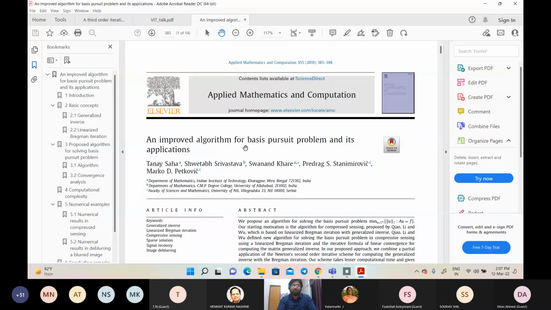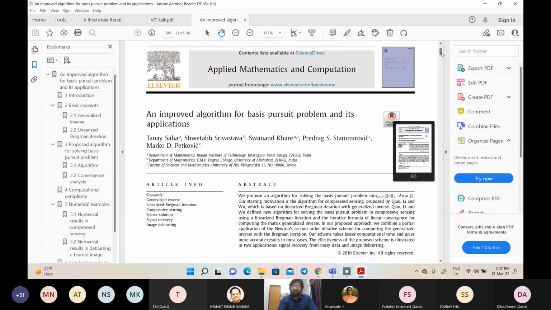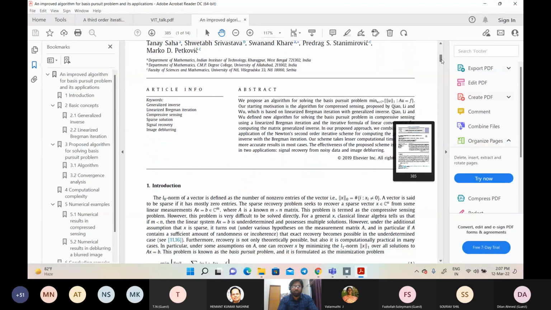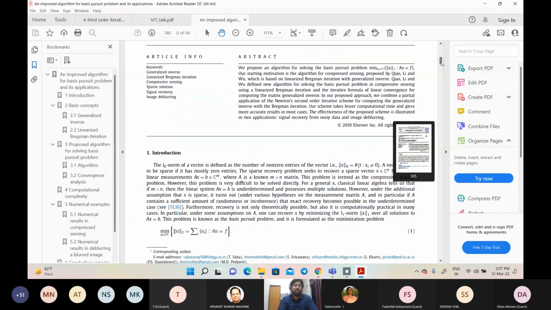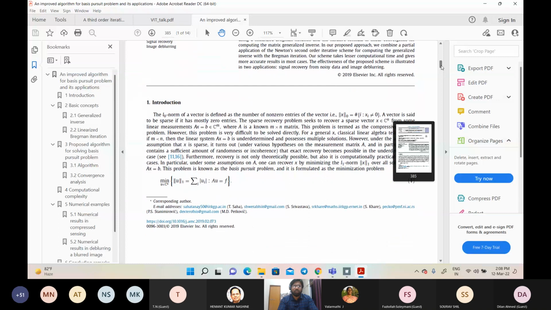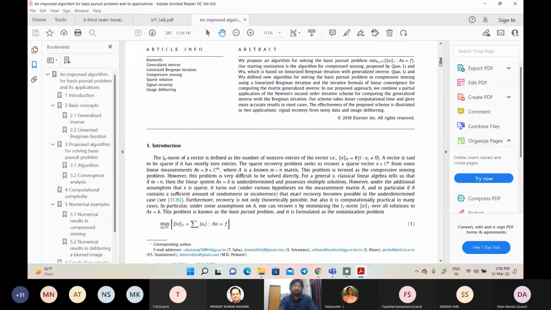This was the work: an improved algorithm for the basis pursuit problem and its application. Basically, this is a compressive sensing problem where you want to solve an underdetermined system of linear equations. I have done this work in collaboration. This is the application of the Moore-Penrose generalized inverse to image processing and signal deblurring problems. This compressive sensing or basis pursuit problem is a minimization problem, Au = f, where you want the solution where the norm of u is the minimum in terms of the L1 norm.